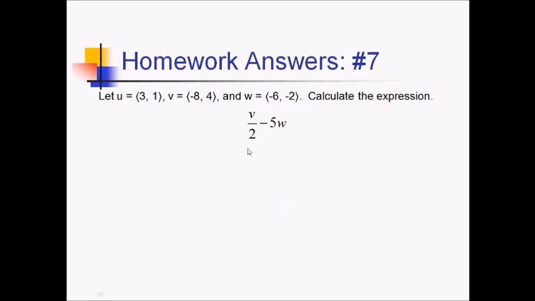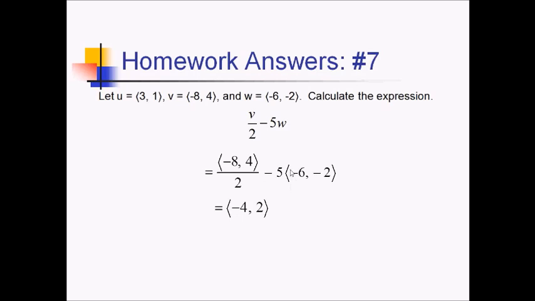To do v divided by 2 minus 5w, let's replace these vector variables with their component forms. So this first piece, we've got negative 8 comma 4 over 2, and then we'll have minus 5 times negative 6 comma negative 2. So we're just going to distribute the division and the multiplication to each individual vector. We'll do that before we try to subtract anything. So over here, this is going to be negative 4 comma 2, just dividing both of those things by 2.